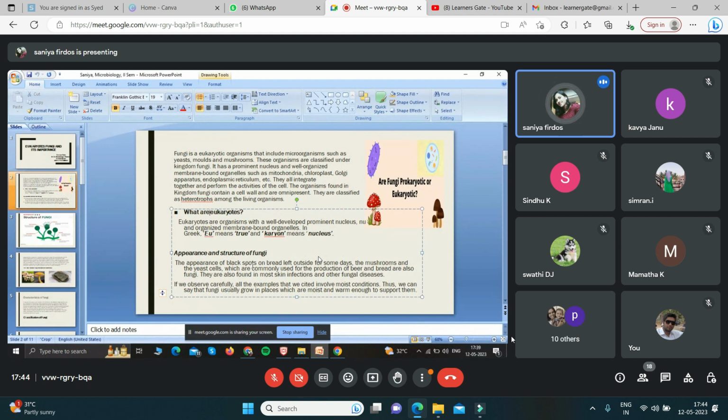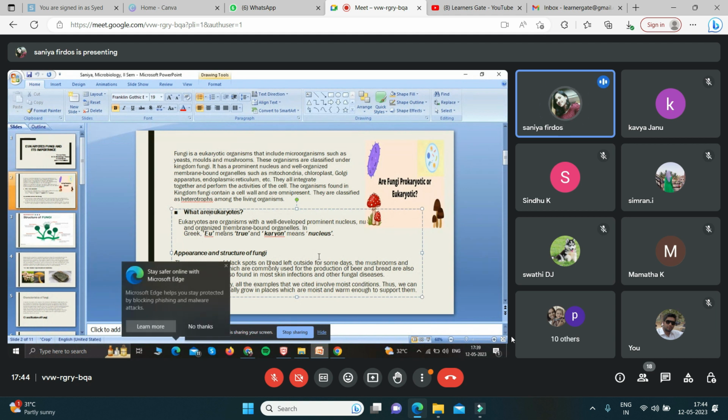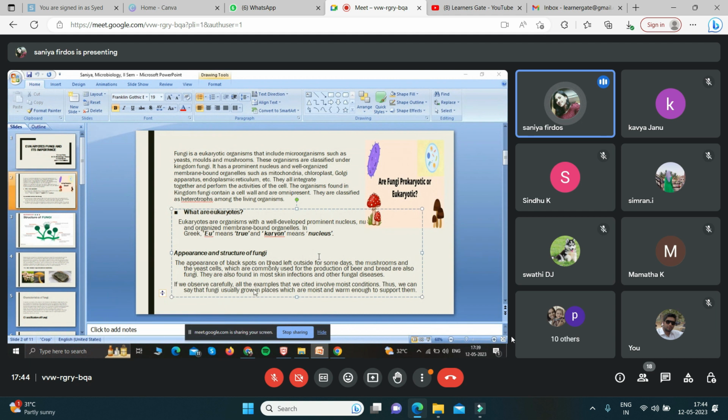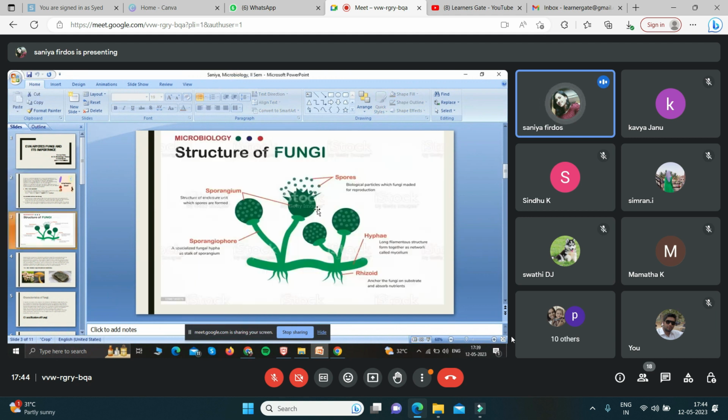If we observe carefully all the examples that we cite in today's life, they contain moist conditions. Thus we can say that fungi usually grow in places which are moist and warm, with enough temperature to support that growth. Probably 27 to 30 degrees Celsius is enough for that growth. So they prefer a warm climate to grow.